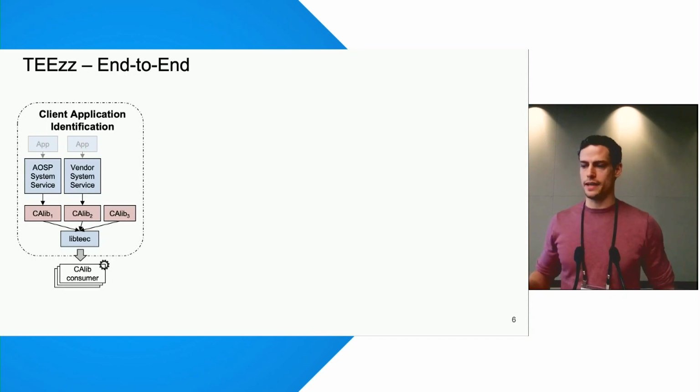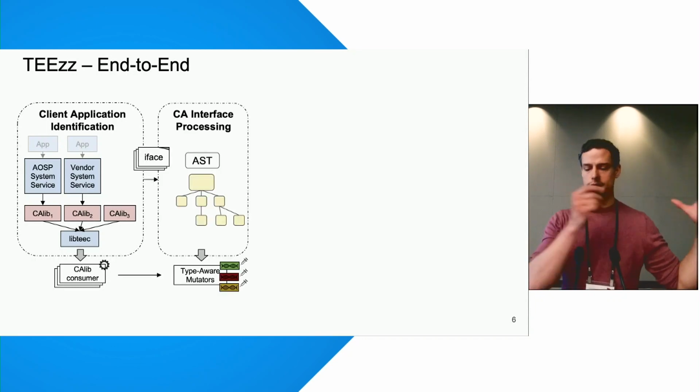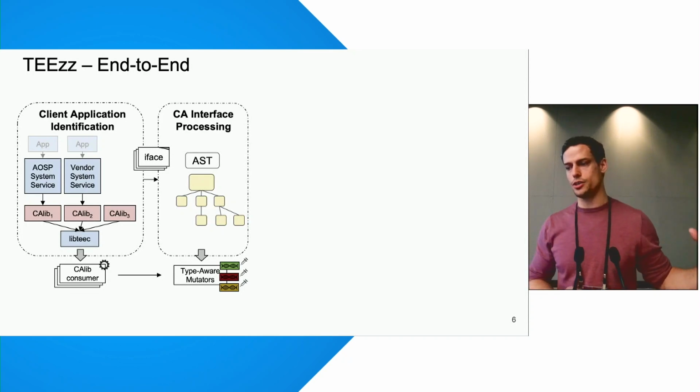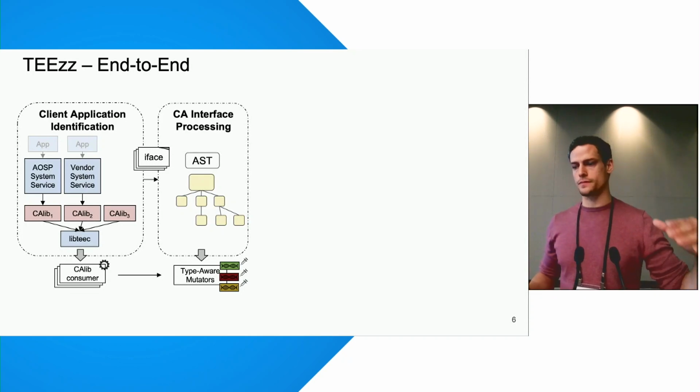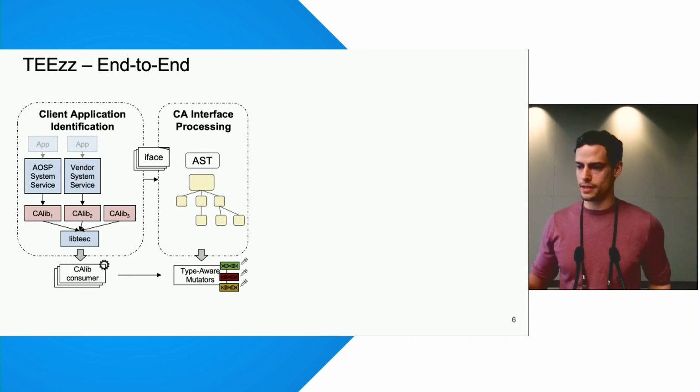Once these are identified, we can extract the interface descriptions of these client applications, and we do the following thing. We turn these interface descriptions into an AST. Then we generate type-aware mutators for these interface definitions. I will go into this in a bit more detail later.